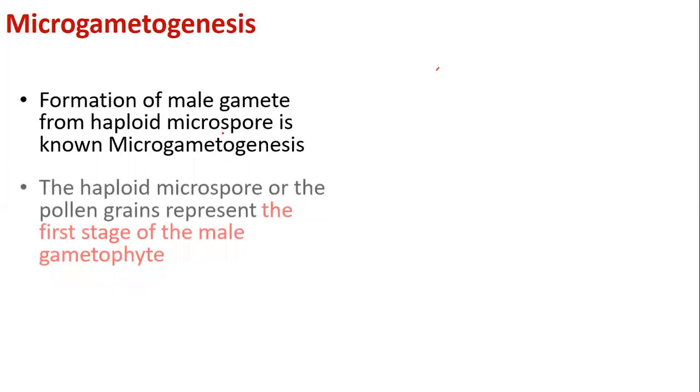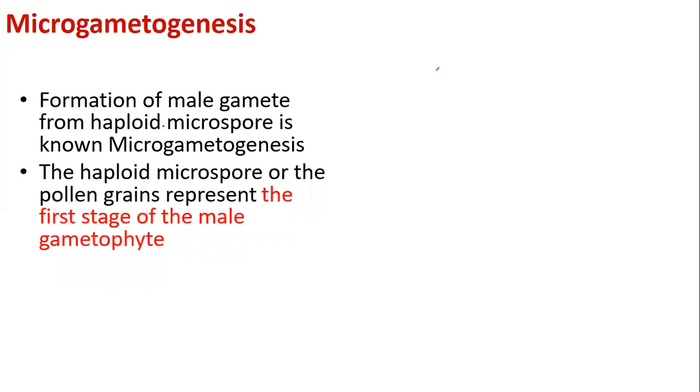So now we will discuss the pollen grain. The formation of male gamete from haploid microspore is called microgametogenesis. I told you we need to understand the starting and ending point. In case of microsporogenesis, the starting point was microspore mother cell, ending point was microspore, right? Here, after the formation of a haploid microspore, the male gamete is formed from the microspore. This is what we call microgametogenesis.